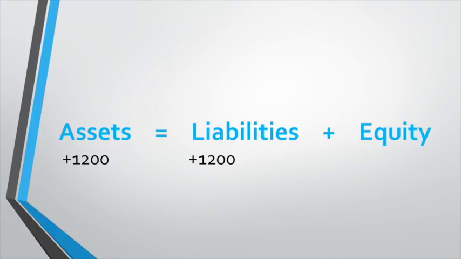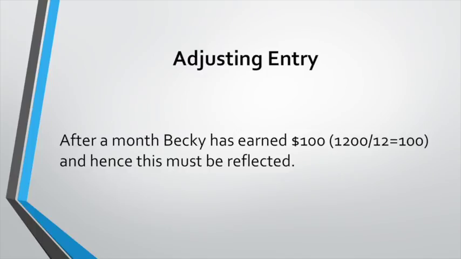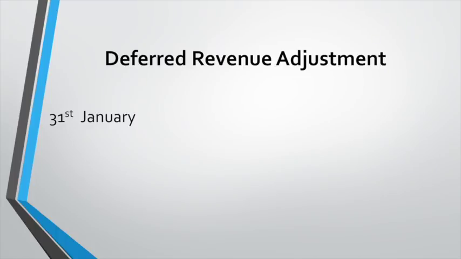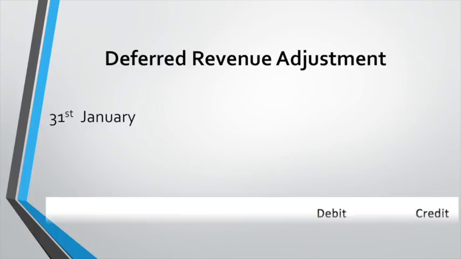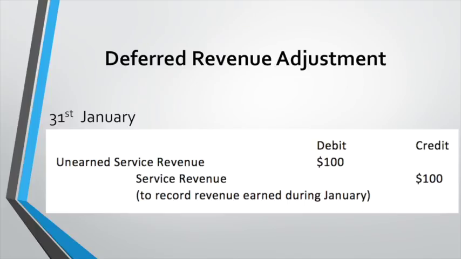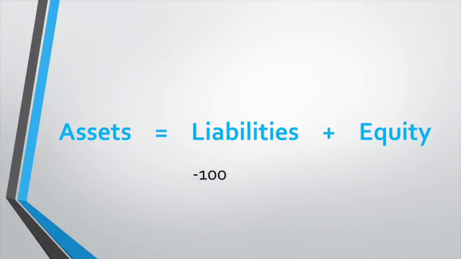Now when a month passes and Becky prepares her financial statements as of the 31st of January, she has now provided 1 month of babysitting and has therefore earned 1 month of revenue. So in order for the accounting system to reflect that she has earned this money, the following journal entry must be made. She must debit unearned service revenue, and she must credit service revenue for $100. In this entry, the service revenue account increases by the amount earned during the month and decreases the liability account unearned service revenue by the same amount. As a result, the equity account increases as the liability account decreases.